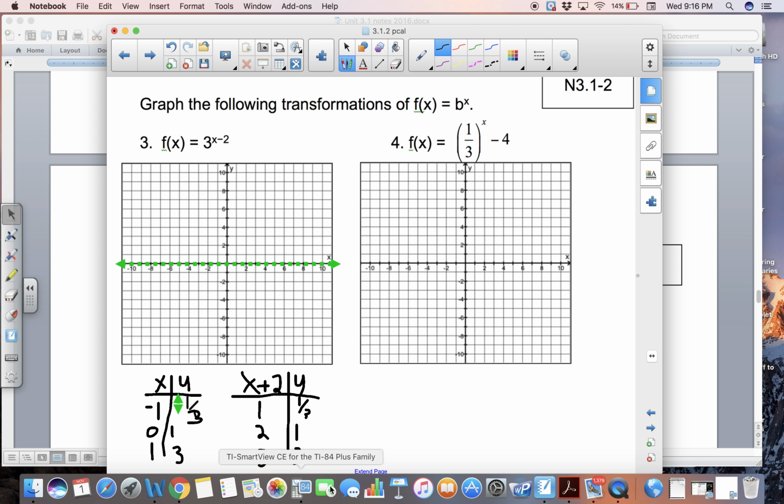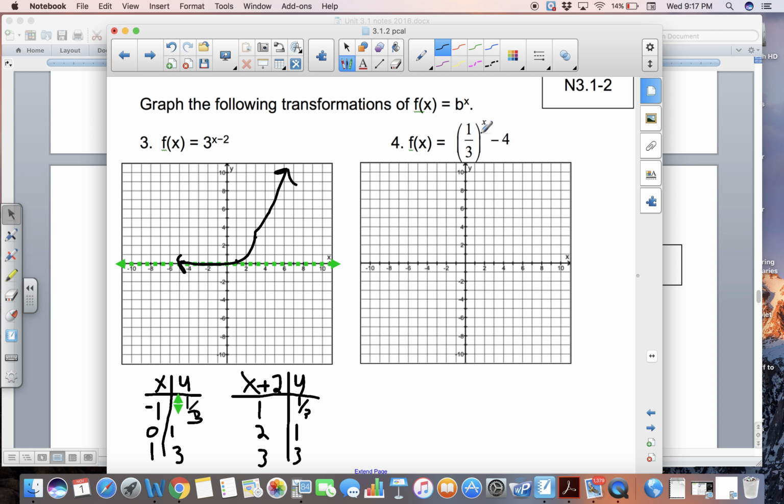So I'm going to graph these points. Here are my 3 points. All right, so 1 is 1/3, 2 is 1, and 3 is 3. Okay, and then, remember, it's going to head toward that asymptote, and go up and go down forever. Okay, so all this is adding to your abilities to do transformations.